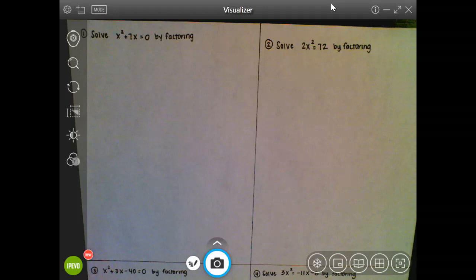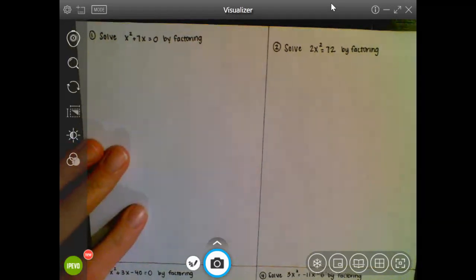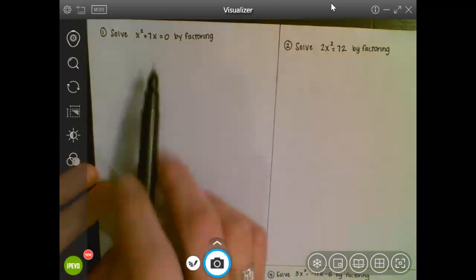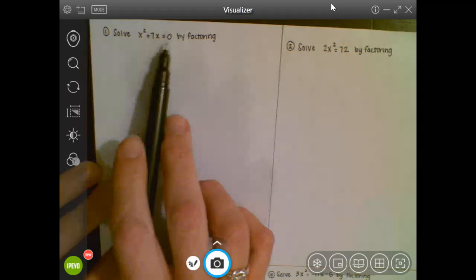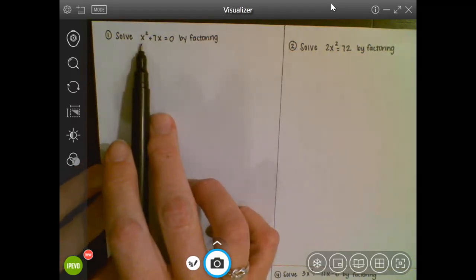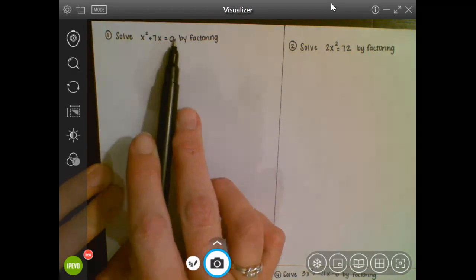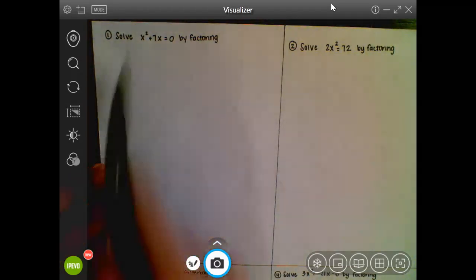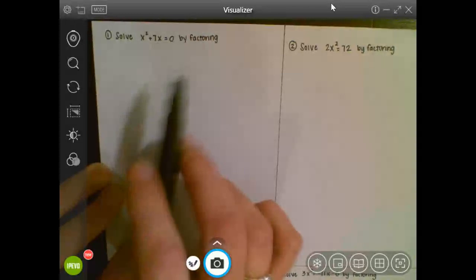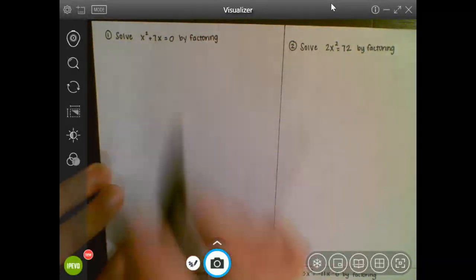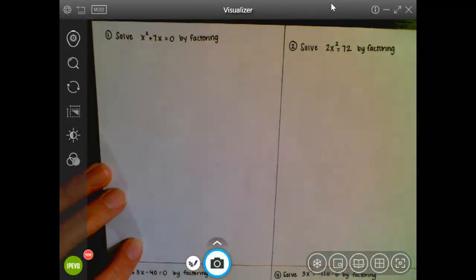The first thing that you always want to make sure of when you're solving a quadratic equation by factoring is that one side of your equation is always equal to 0. So in our first example, I have this equation x squared plus 7x is equal to 0. So once I have an equals to 0, then I can start thinking about what I need to do to factor whatever the terms are on the other side of that equal sign.